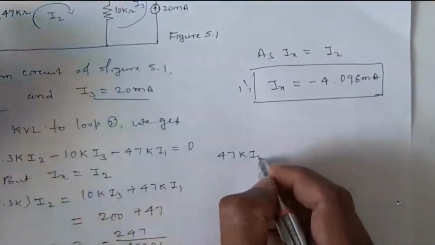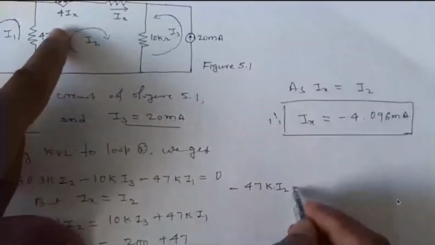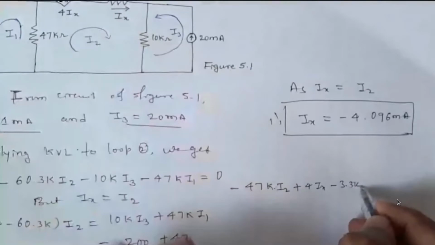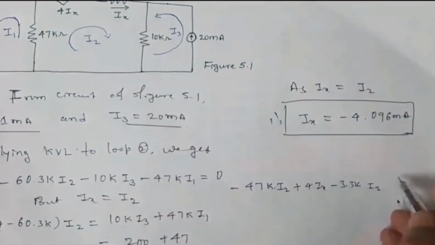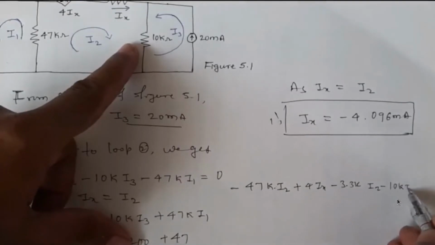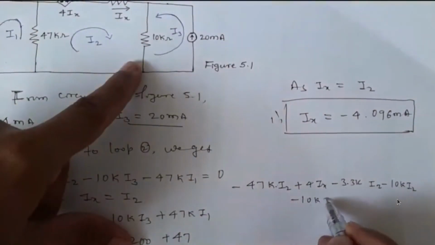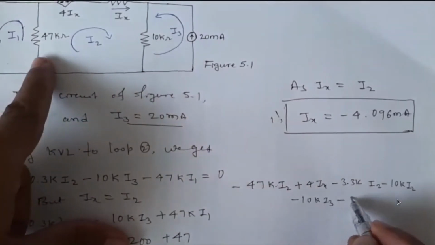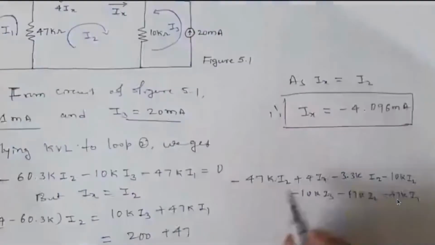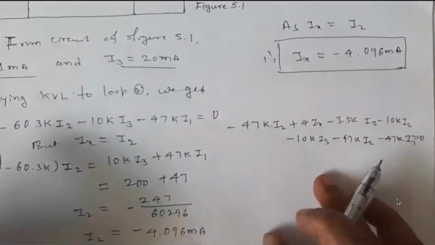Okay, so you will write like this: minus 47 kilo into I2, then plus 4Ix, then minus 3.3k I2, then say minus 10k I2, then minus 10k I3, then minus 47k I2, then minus 47k I1. If you solve this equal to 0 and reduce it, you will get this itself.